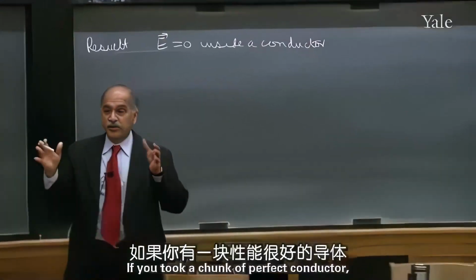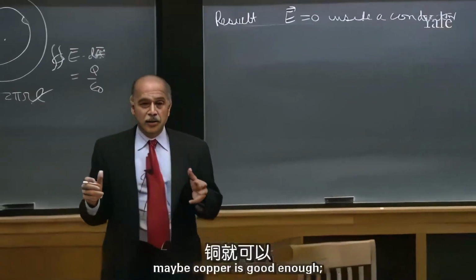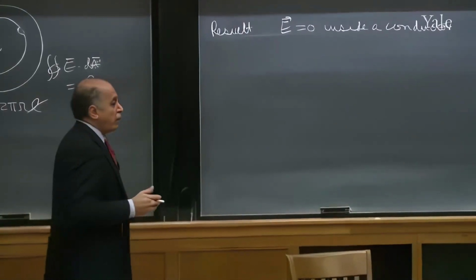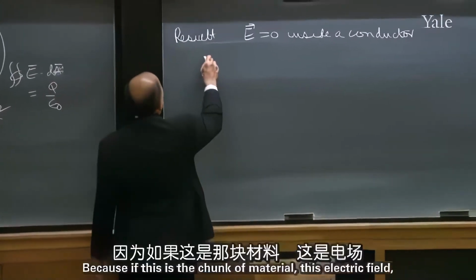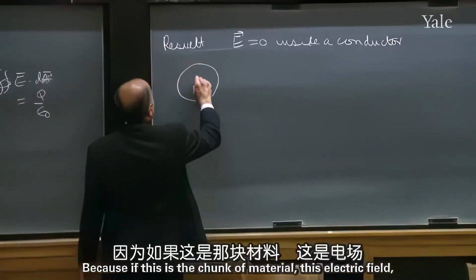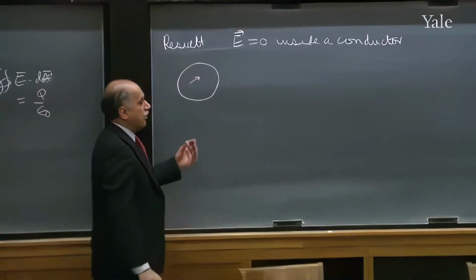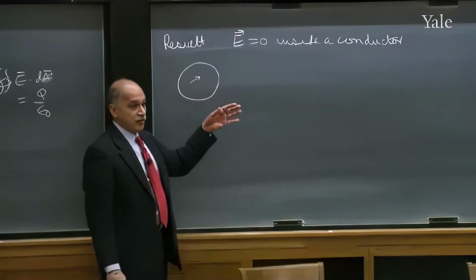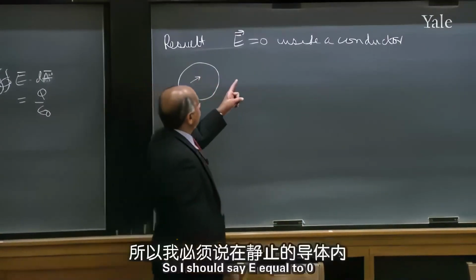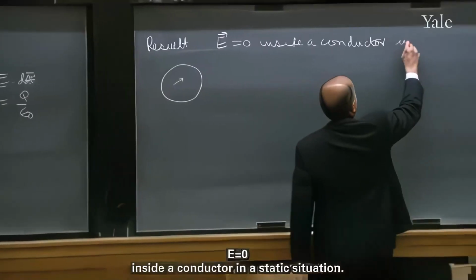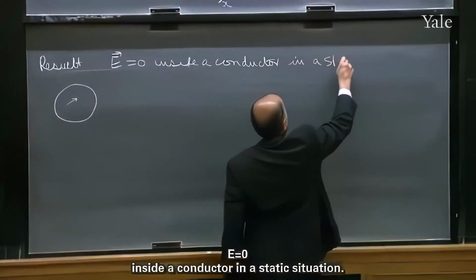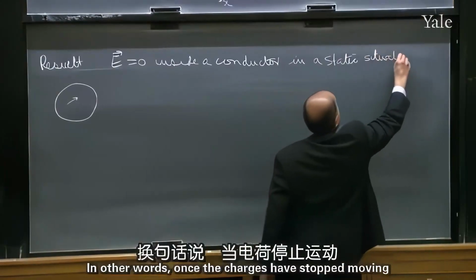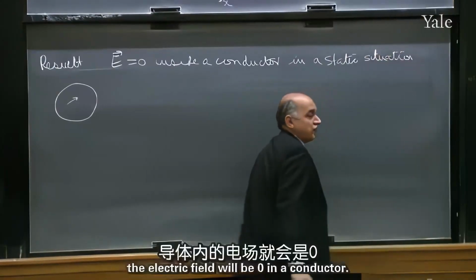If you took a chunk of perfect conductor, maybe copper is good enough, there'll be no electric field inside copper. Why? Because if this is the chunk of material, there's an electric field, then the charges that I said are free to move will respond to the electric field and they'll be moving. So I should say E equal to 0 inside a conductor in a static situation. In other words, once the charges have stopped moving, electric field will be 0 in a conductor.